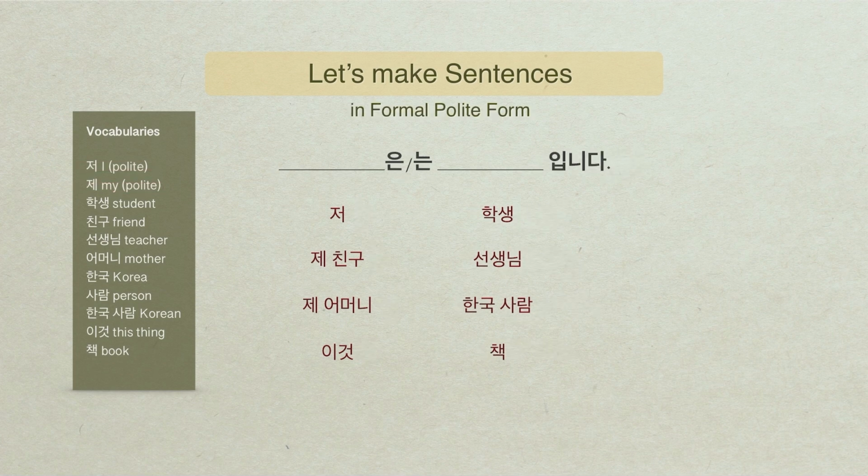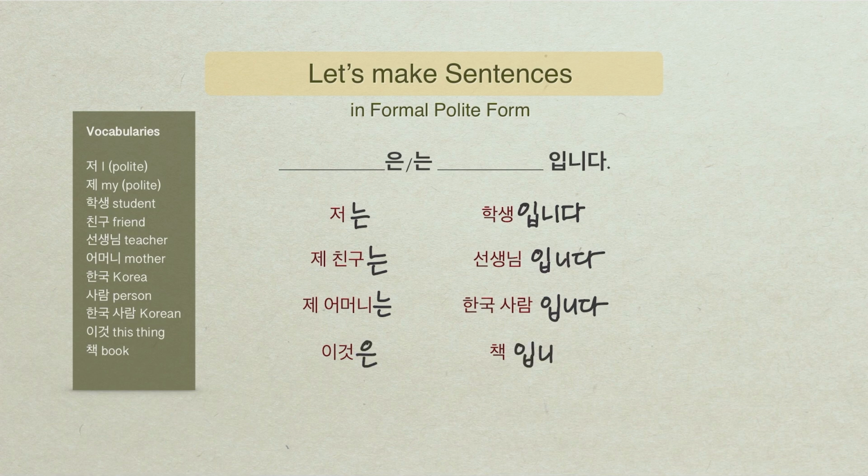Sentences in formal polite. Same vocabularies. 저는 학생입니다. This is the easiest one because there is no options for ending. Always 입니다. 제 친구는 선생님입니다. 제 어머니는 한국 사람입니다. 이것은 책입니다.